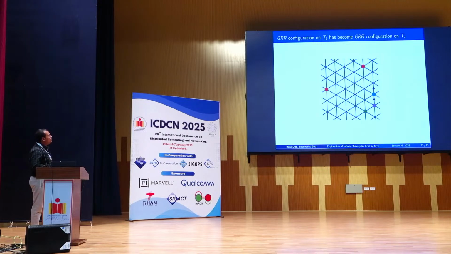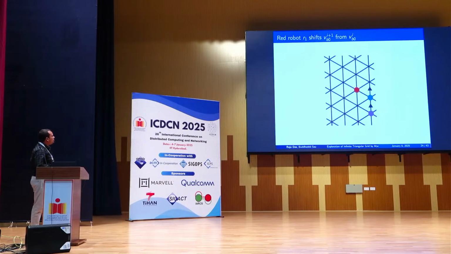Now, to make a GRR configuration on Ti into a GRR configuration on Ti plus 1, these red robots have to be shifted from here to here. So how will it be? This red robot is at the topmost node of the triangle. So how will it go from here to here? So this is the process.